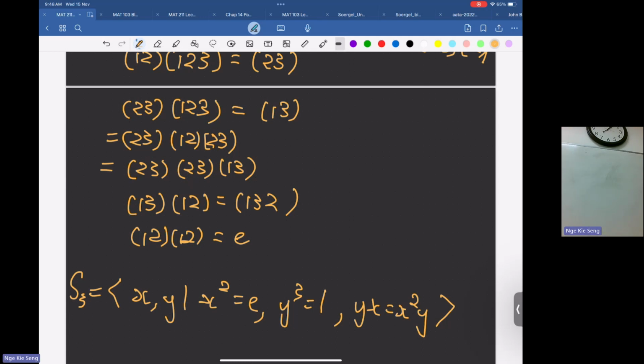Actually, what does this relation do? yx equals x squared y. Meaning what? y and x don't commute. If they commute, it means what? yx equals xy. But yx equals x squared y. So this is a non-commuting group, a non-abelian group. And then I tell you the order of each generator, and then I tell you how they interact. And then I claim that this is enough to give you S3. They are isomorphic, in other words. Okay, they are isomorphic. Okay or not?